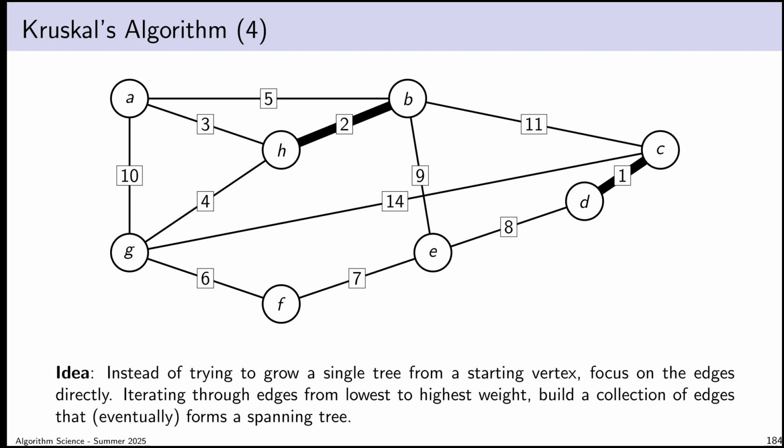So my idea is, instead of trying to grow a tree from a single starting point, let's just focus on edges. Let's just iterate through edges in sorted order from lowest to highest weight and build a collection without cycles. And that collection, as long as I can verify that the cut property applies to each of those edges, I will eventually have a spanning tree, which will therefore be a minimum weight spanning tree.